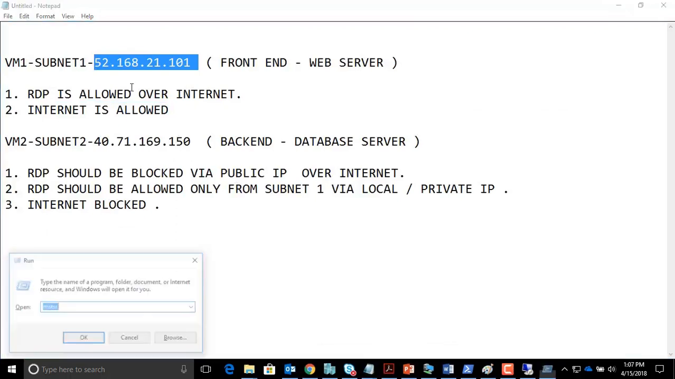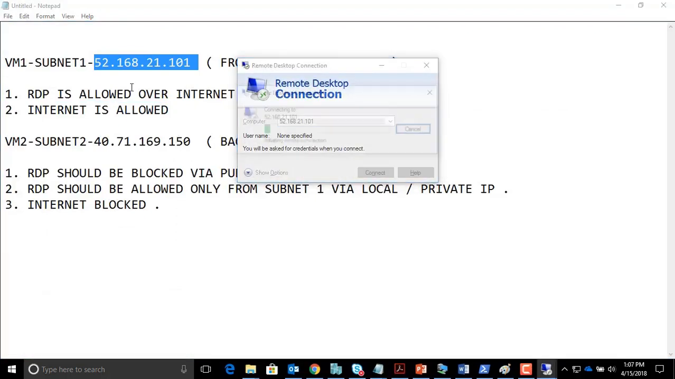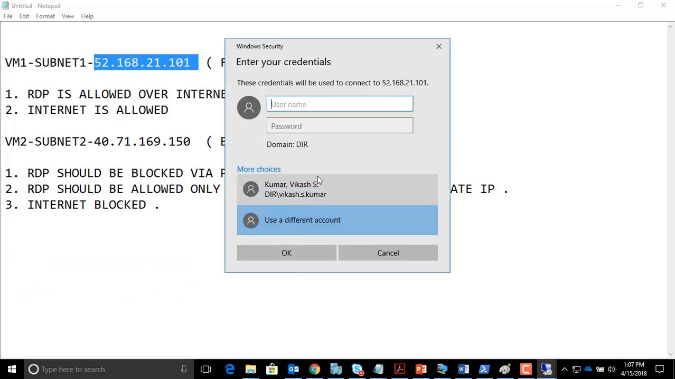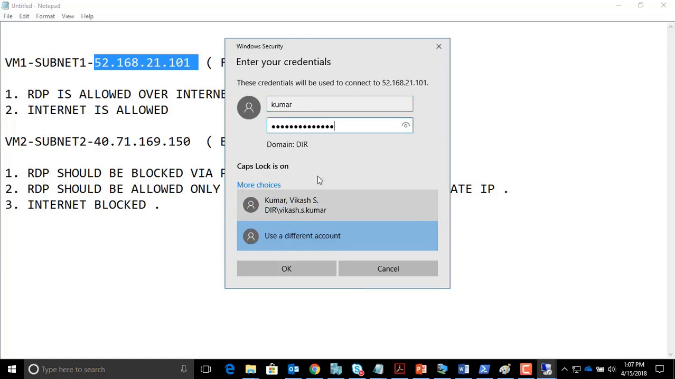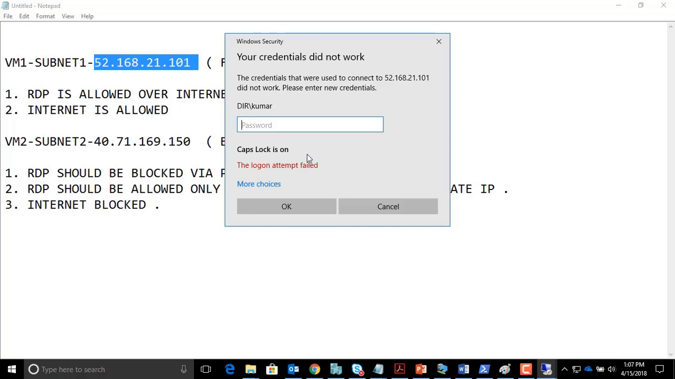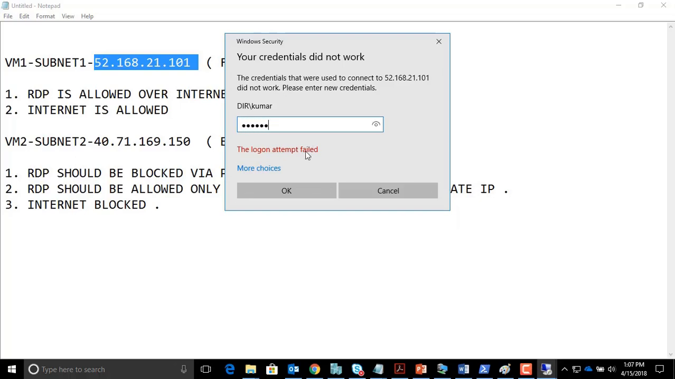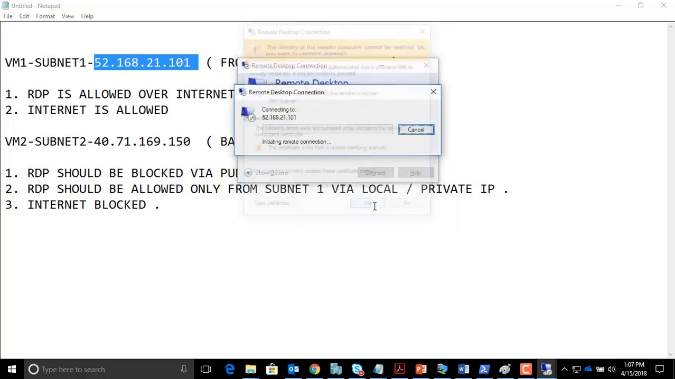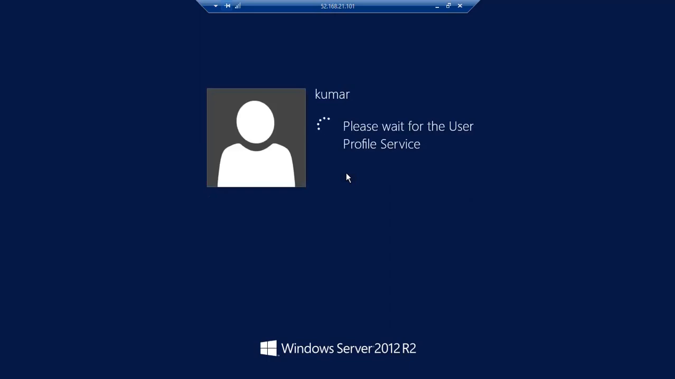I'm going to log in. So now it's working for me. Subnet 1 VM1 is working. And we'll see the internet, which technically by default always works in an Azure VM.